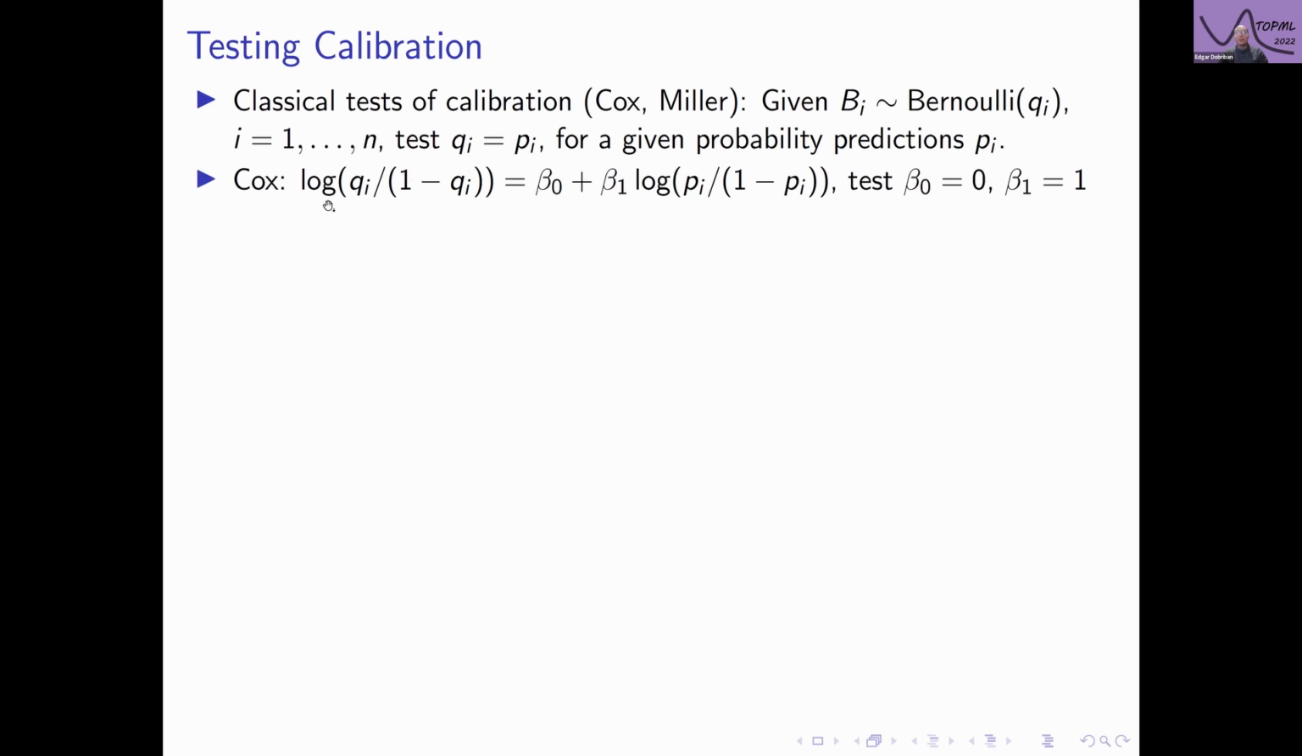So David Cox suggested, let's write down this logistic regression model of the logit of q_i on the logit of p_i with these simple intercept and slope parameters, and let's test the null hypothesis that beta_0 is 0 as well as beta_1 equals 1, so p_i equals q_i, using the score test, which is just the gradient of the log likelihood. It amounts basically to testing the gradient of the log likelihood.